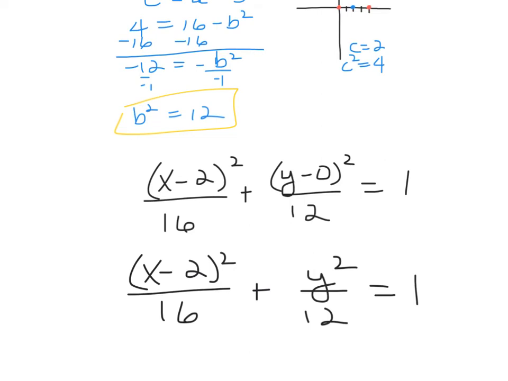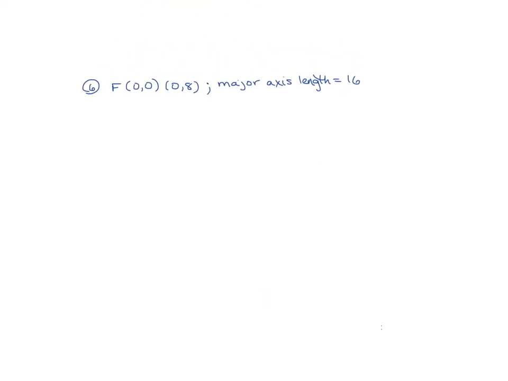Same scenario, a focus and a major axis length. But this time, we're going to see that in the focus point, the number is in the y spot. So my major axis is going to be vertical. Okay, so again, major axis divided by 2. This gives me my A value. So in this one, A squared is 64.